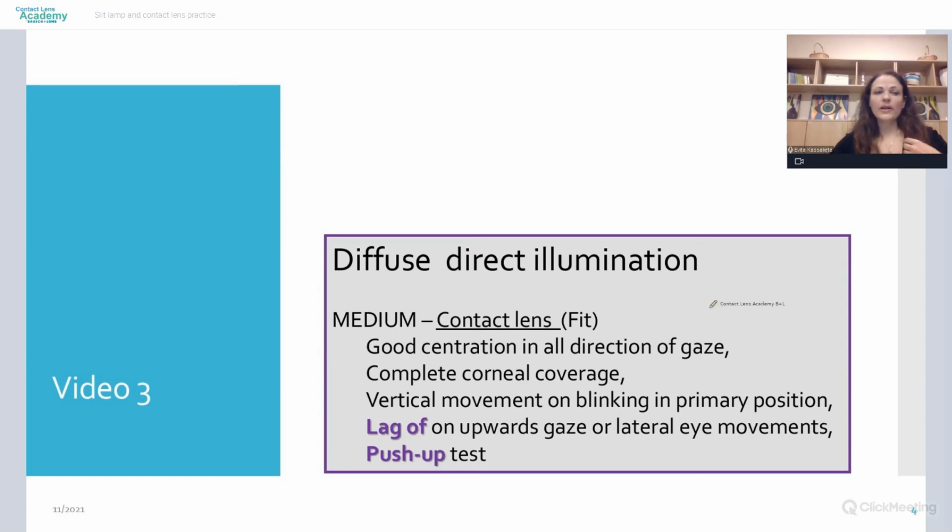In the third video, you see that we also use diffuse direct illumination with medium magnification, and here we look at the contact lenses. We look at centration in all directions of gaze, complete corneal coverage, vertical movements on blinking in primary position, lag on eye movements, and the push-up test.